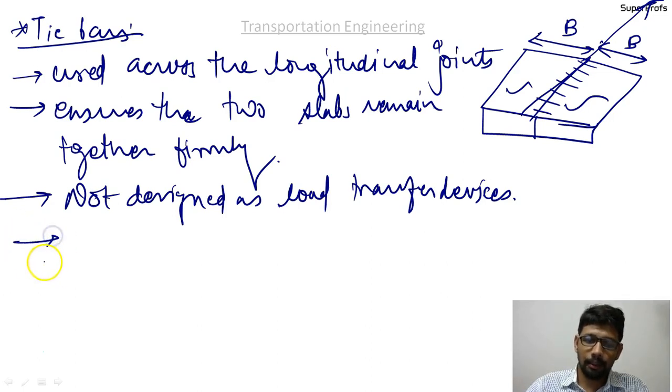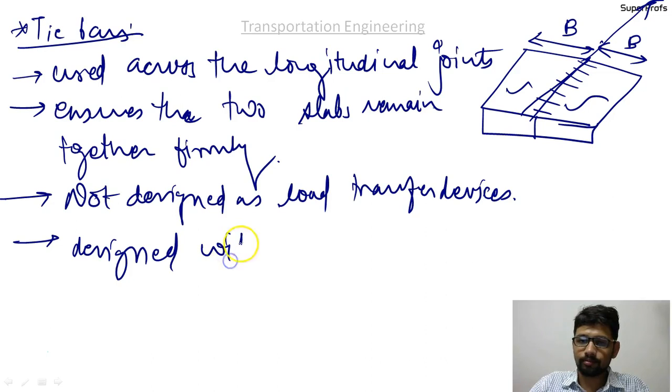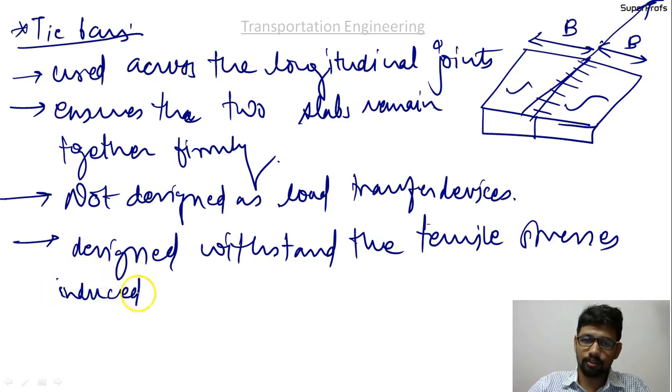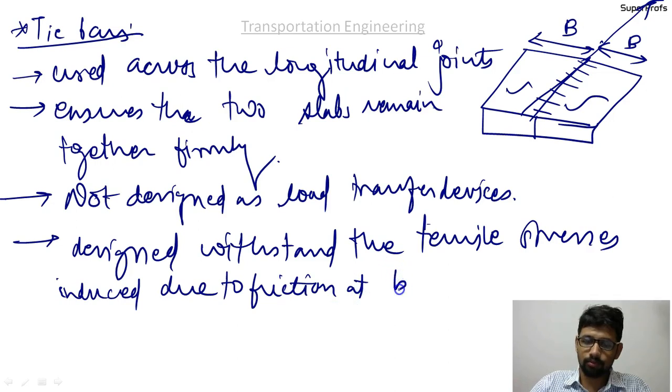And the next thing is that tie bars are designed to withstand the tensile stresses induced due to friction at bottom. Okay, guys. Tensile stresses induced due to friction at bottom, and whenever there will be friction, we are very much aware now of how to solve it.